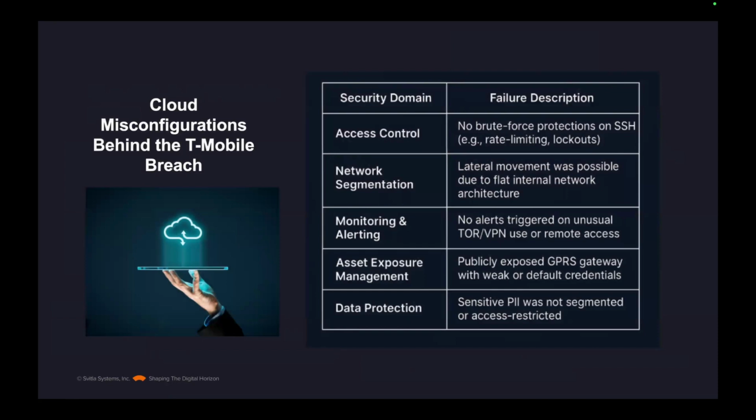So what happened here? As you can see in this image, and as I mentioned before, brute forcing SSH is related to access control. For example, network segmentation is related to a flat architecture, which is something we don't want in security. There were no alerts for data coming in and going through Tor and VPN services. That's what the hacker used to hide himself. And there was no data protection since the sensitive PII data was not encrypted. So even if the attacker got into it and saw the data, he couldn't if it had been encrypted.